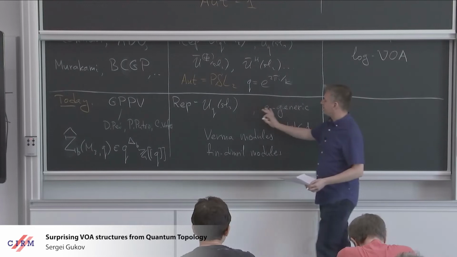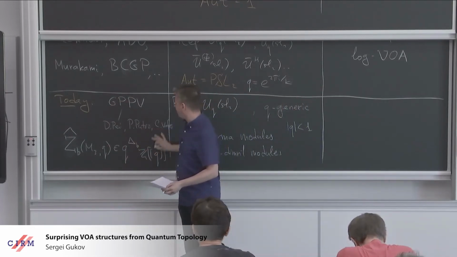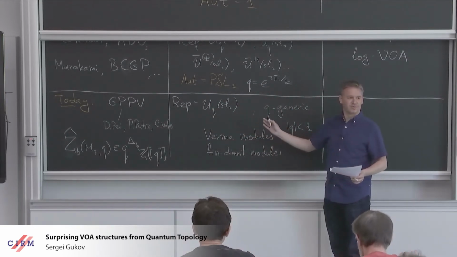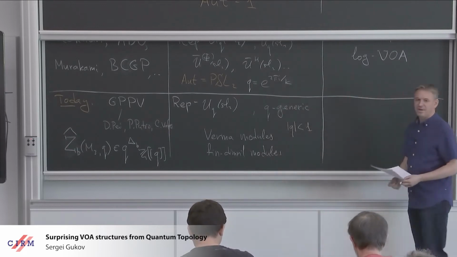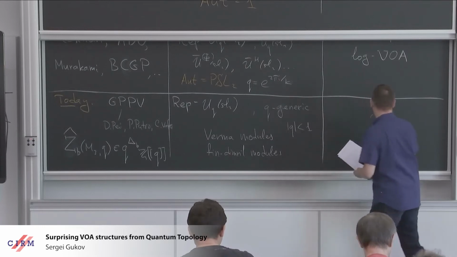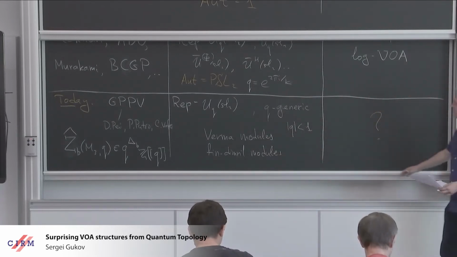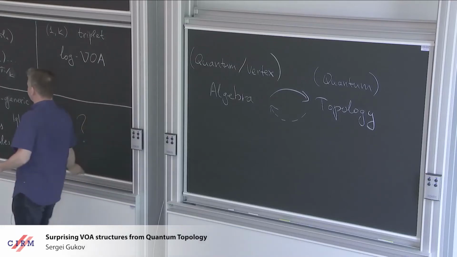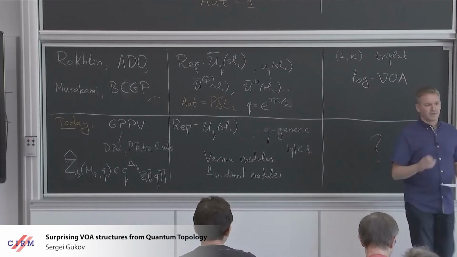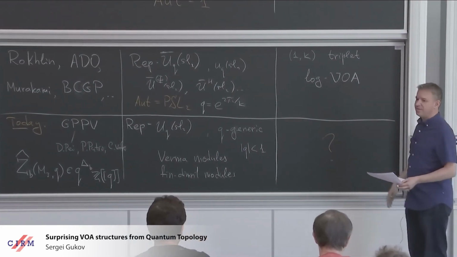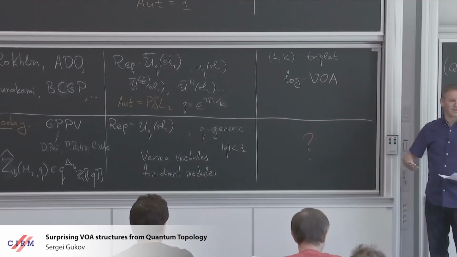So therefore, today I'll focus on this side of this table. This box is half filled, half empty, depending on how you look at it. And this box is completely empty because, in other words, here I can write a big question mark, because it's not clear what vertex algebra should correspond to this situation. Morally, it should be the WZW model at complex level, whatever that means.